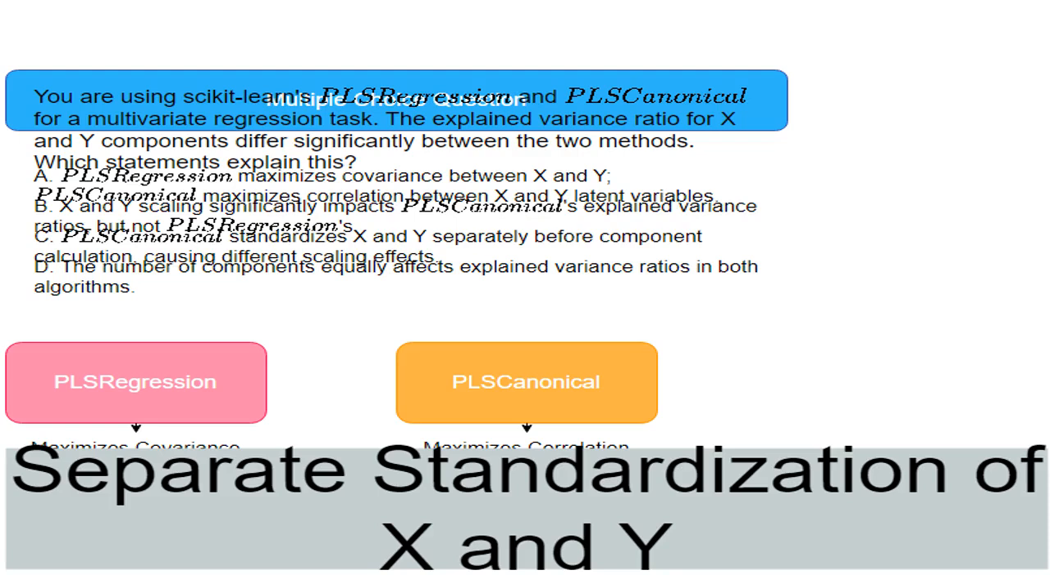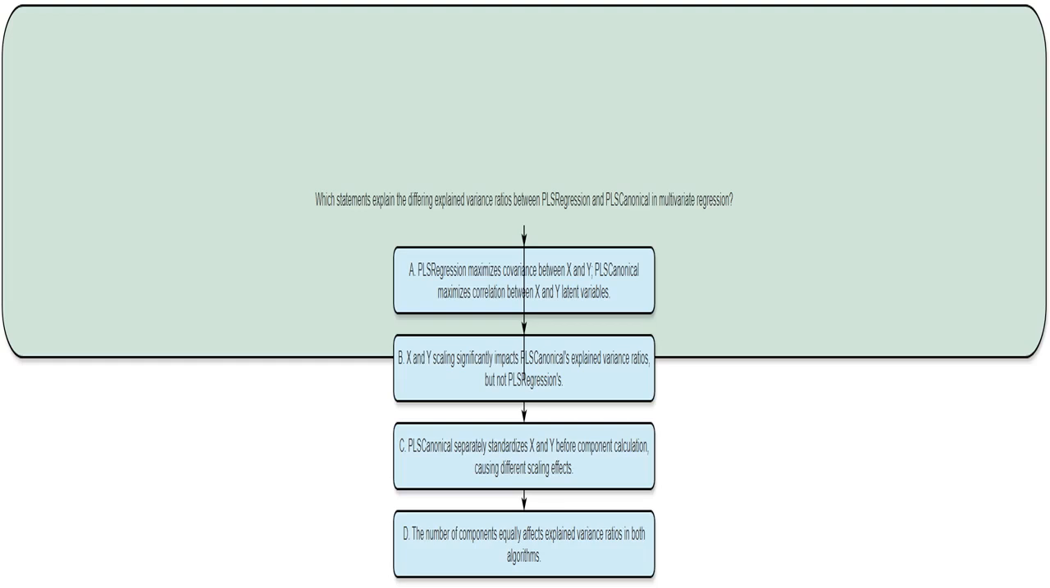This step is unique to PLSCanonical. Before analysis, it standardizes the X and Y datasets separately. This is a crucial step that leads to differences in explained variance compared to PLS regression. This question asks you to identify the reasons why the amounts of variance explained by the different components differ between these two similar-sounding methods. I'll help you to understand the subtle but crucial differences.